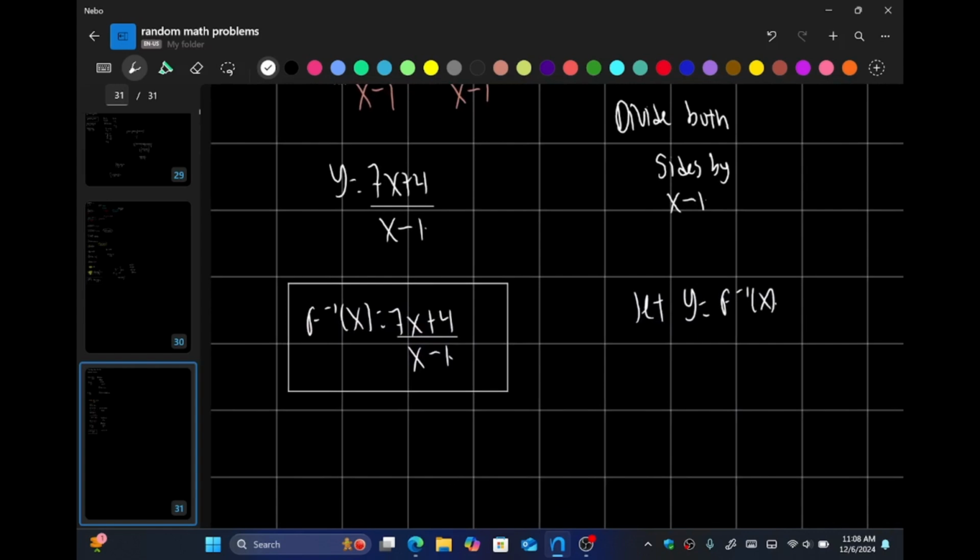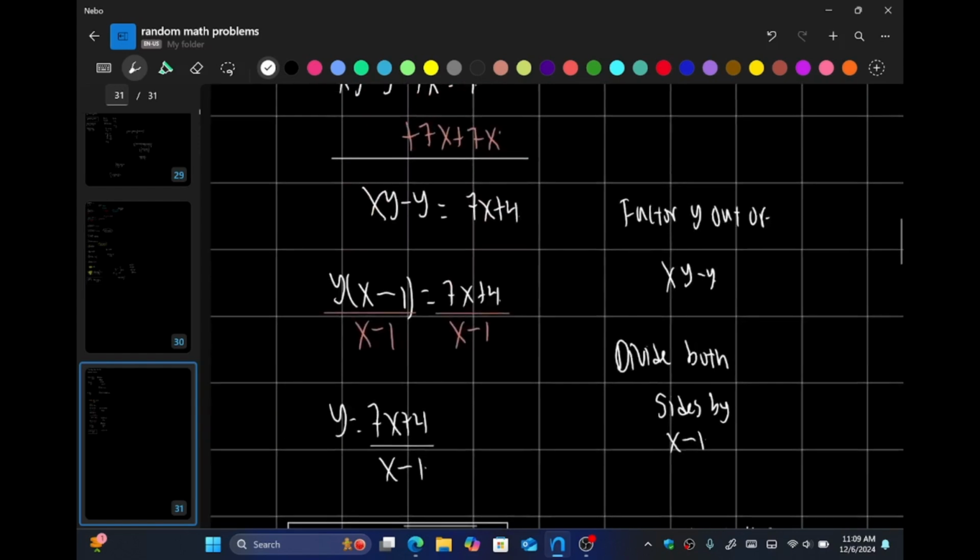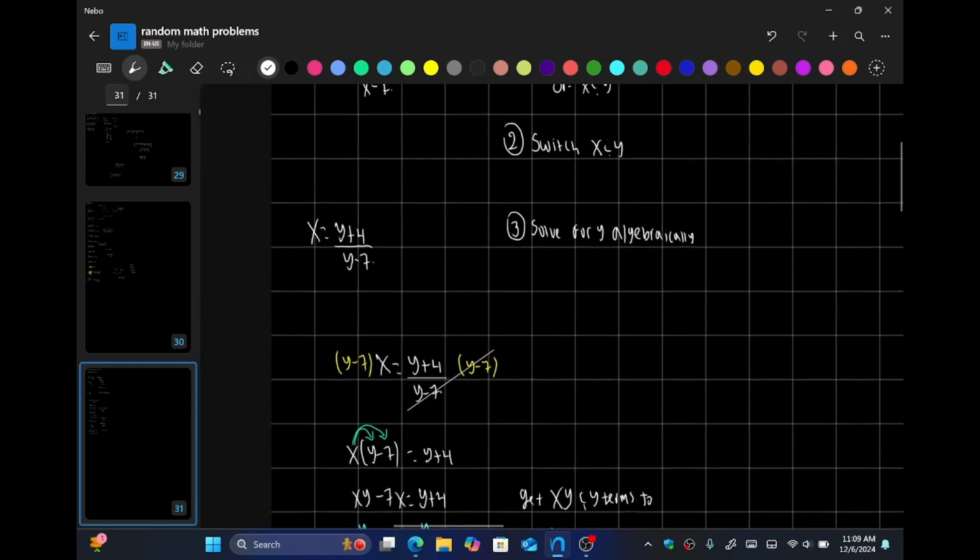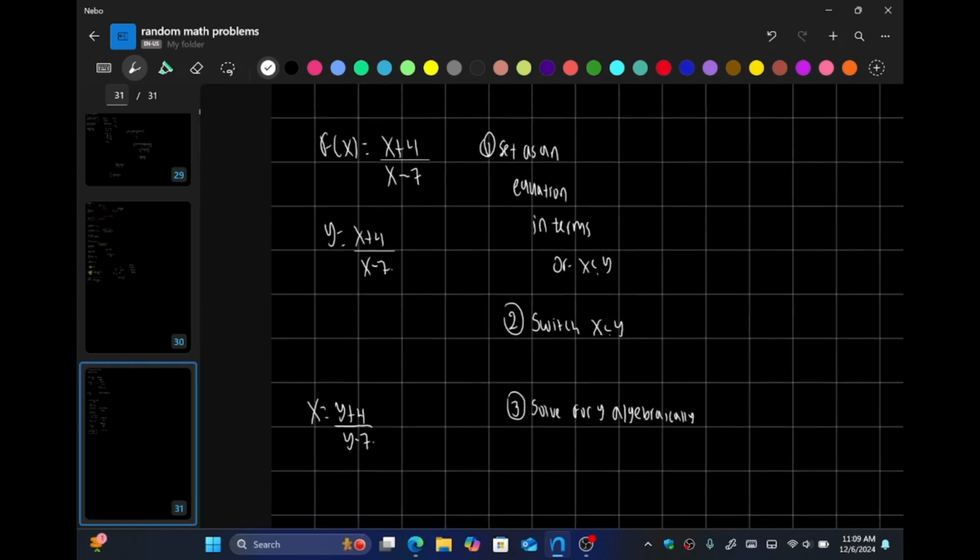And y'all can verify this on Desmos or on a graphing calculator to know that it is actually the inverse. So that is going to be it for this video, guys.